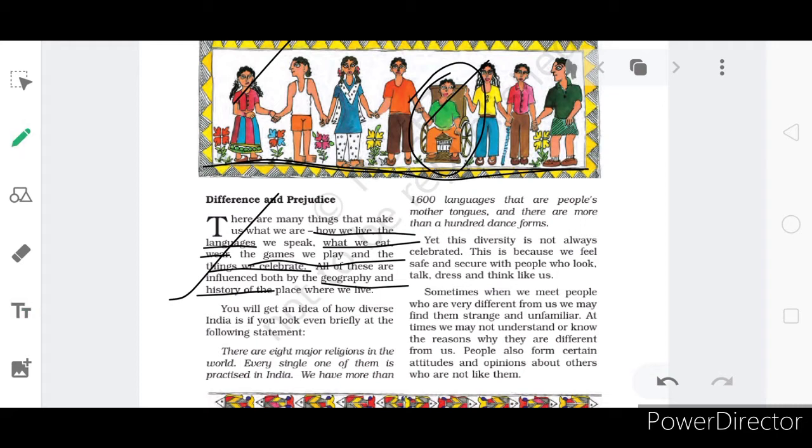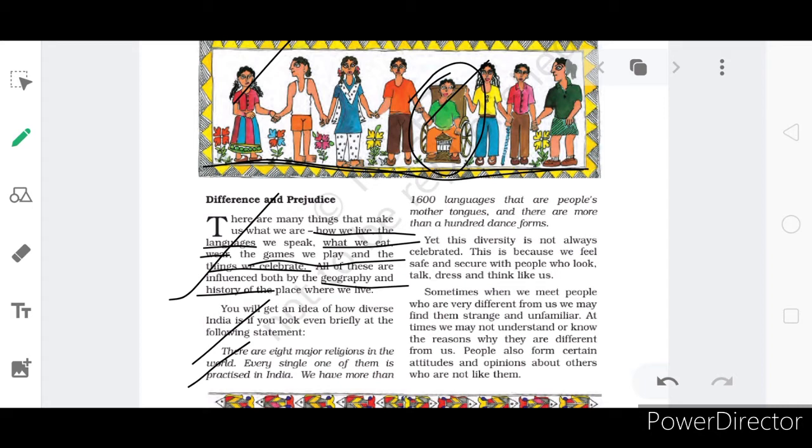You will get an idea of how diverse India is if you look even briefly at the following statement. There are 8 major religions in the world. Every single one of them is practiced in India. So you know, right, what are the 8 major religions? Today you are going to write about the 8 major religions.